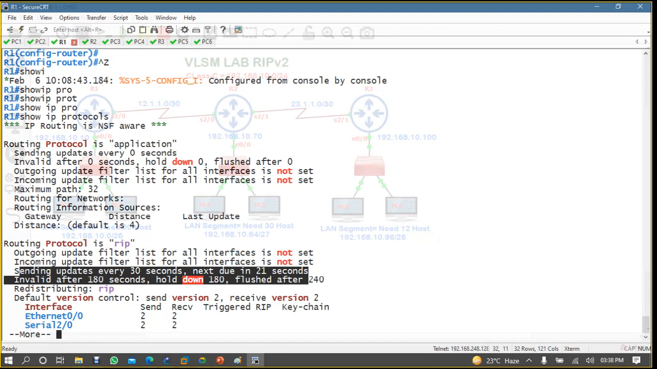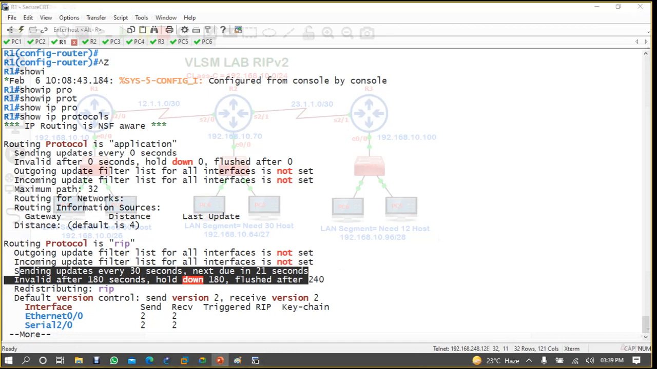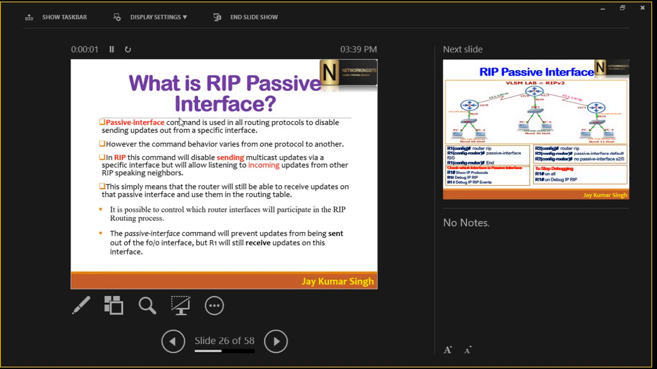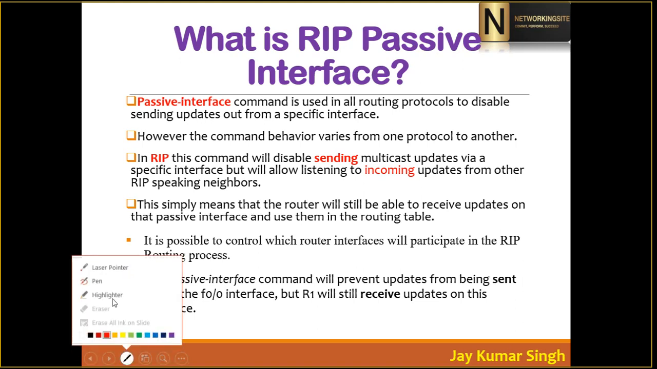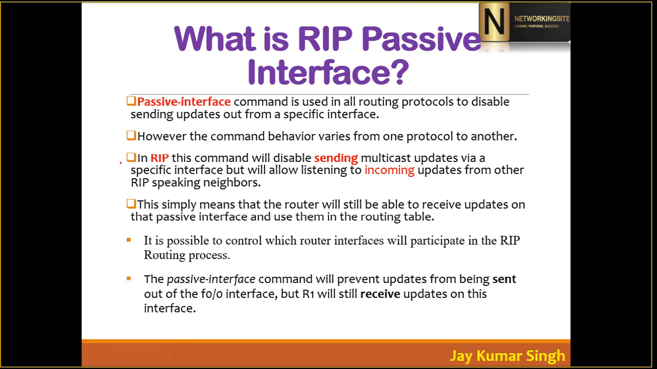Okay, so now we are talking about RIP passive interface. So what is RIP passive interface? This is very important to know, because networks totally depend on traffic manipulation and smooth network management. Normally, whenever any interface is participating in RIP, all the interfaces will start advertising their status.